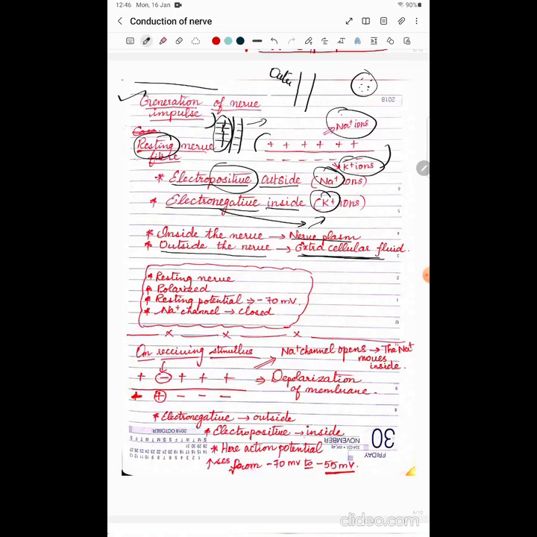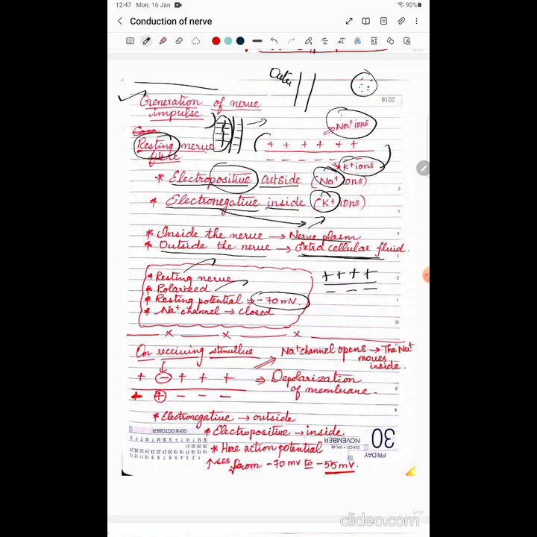Now the nerve is in the resting position, so it is polarized. We have already discussed this term in ECG. What is meant by polarized? The outer medium will be positive in nature and the inner medium will be negative in nature. That is called a polarized membrane. The next one is the resting potential. That means when the nerve is in the resting position, how much voltage is it producing? It is producing minus 70 millivolts.